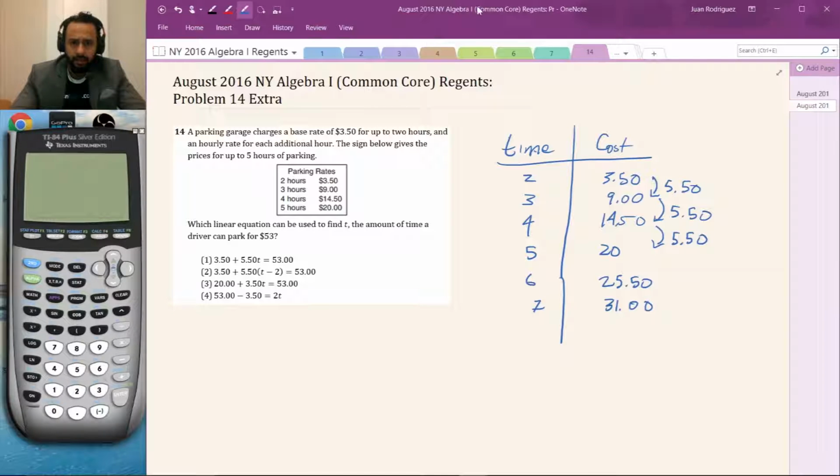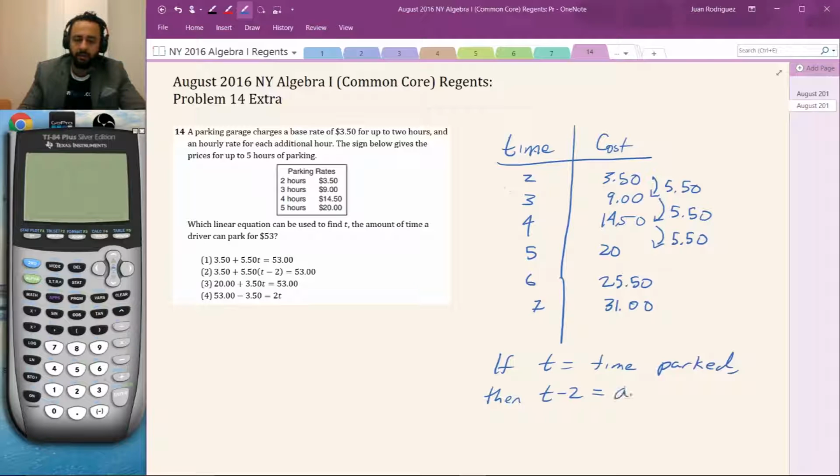So what I will do though is I will look at this the algebraic way, and I'll recognize that this is a linear function. But if we look at the structure of it, the additional extra time costs $5.50. So the first 0 to 2 hours is actually a constant rate of $3.50. Each additional hour beyond 2 hours costs $5.50. So the number of additional hours is, if t equals time parked, then t minus 2 is equal to the additional time parked.